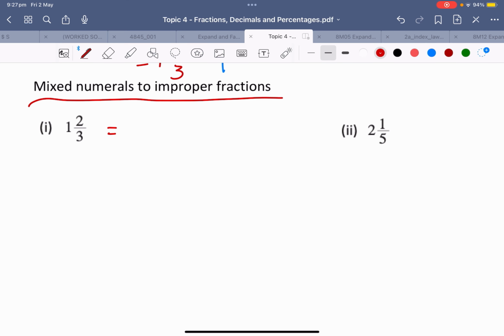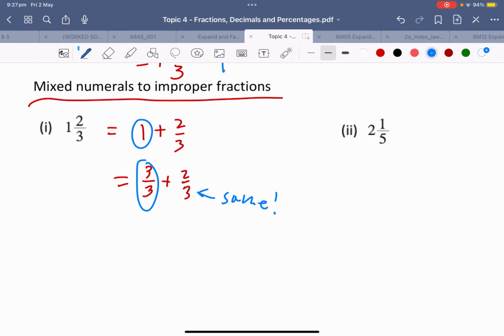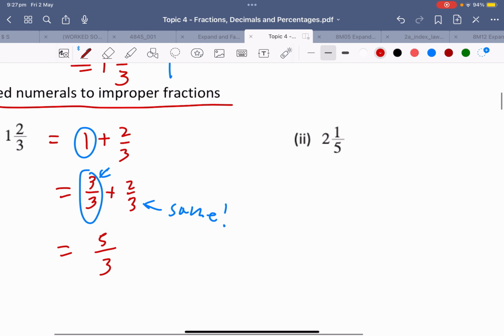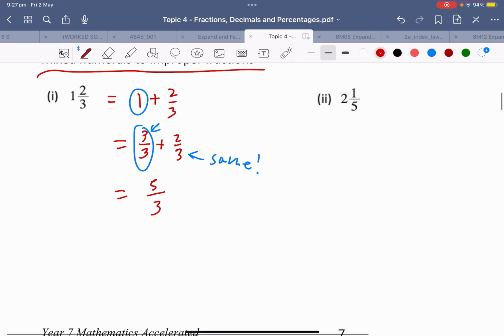The other way, which I personally like to see as an easier option, is converting mixed numerals into improper fractions. This means 1 2/3 is the same as 1 plus 2/3, which is the same as 3/3 plus 2/3. The reason why I converted 1 into 3/3 is because I want it to be the same as the denominator here. So I just say 3 over here too. So it's going to be 5/3.